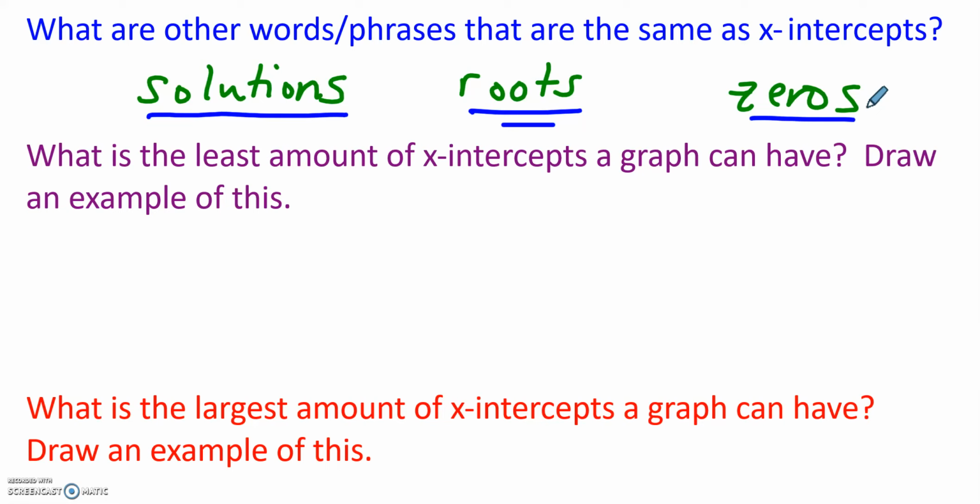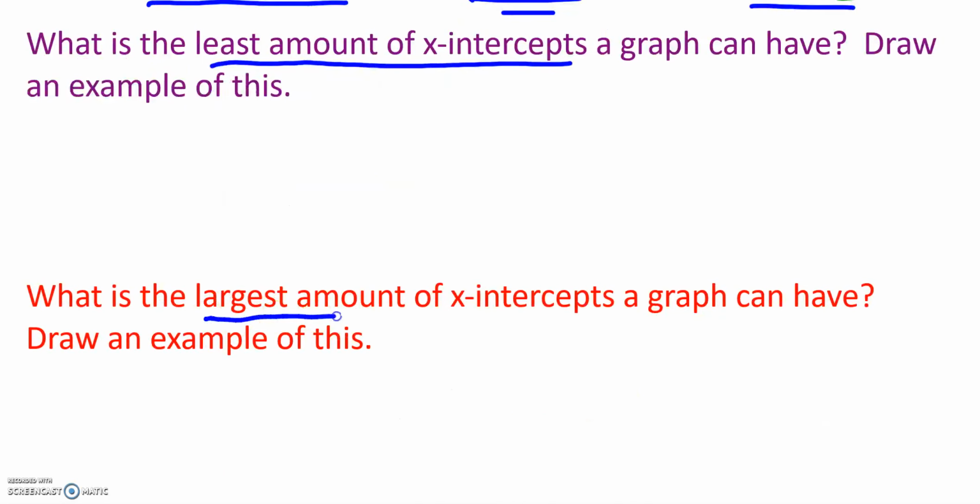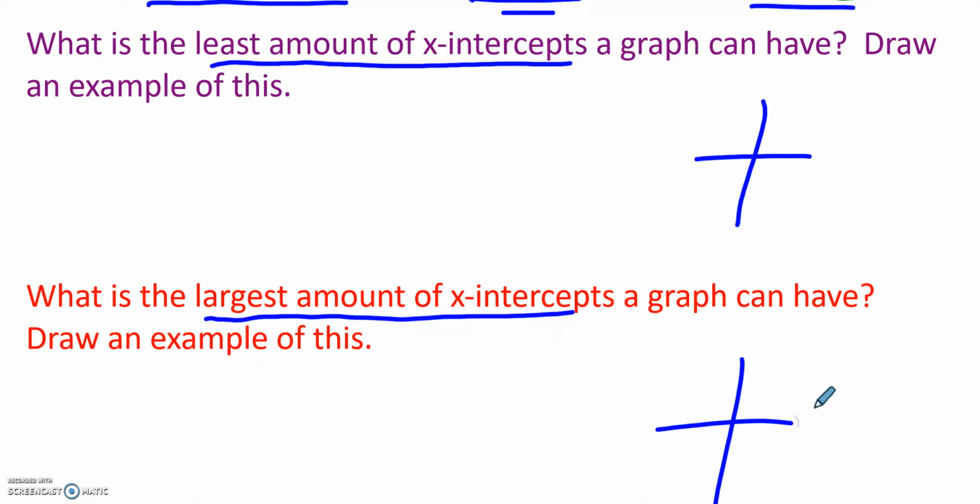What is the least amount of x-intercepts a graph can have? And draw an example. And what are the largest amount of x-intercepts a graph could have? So again, I would like you to pause the video, and I would like you to draw a quick sketch of what you think, or what is a graph that represents the least amount of x-intercepts you can have, and a graph that could represent the most amount of x-intercepts you can have. And I will come back with my answers in a little bit. So please pause now.